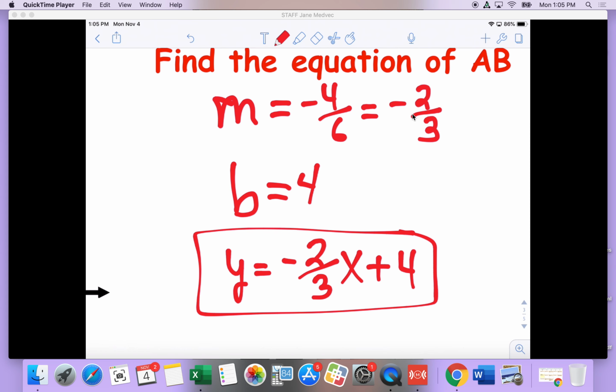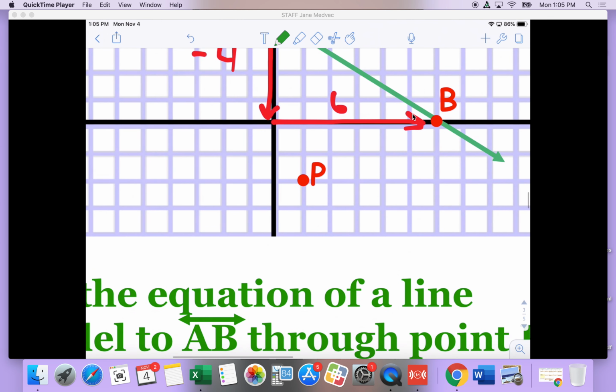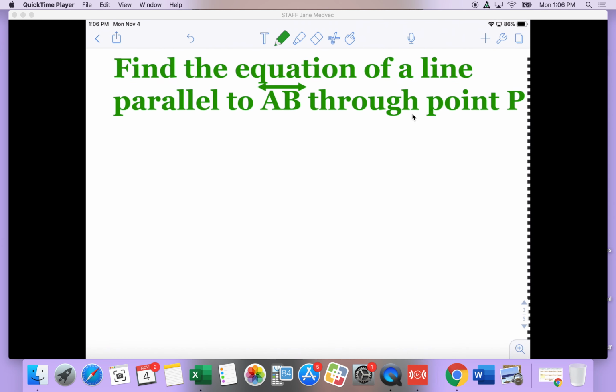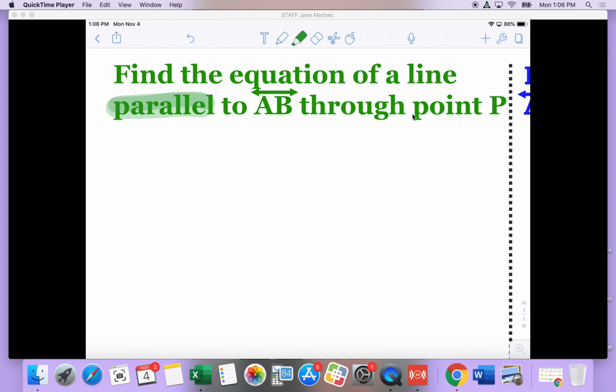Okay, now let's talk about parallel. What they want on this one is an equation that goes through P and is parallel to that other line. That's what they're looking for, okay? So what do I know about lines that are parallel? Two lines that never cross. What do I know about their slopes? They're the same, right? So the slope of the line from up above was negative 2/3, right?